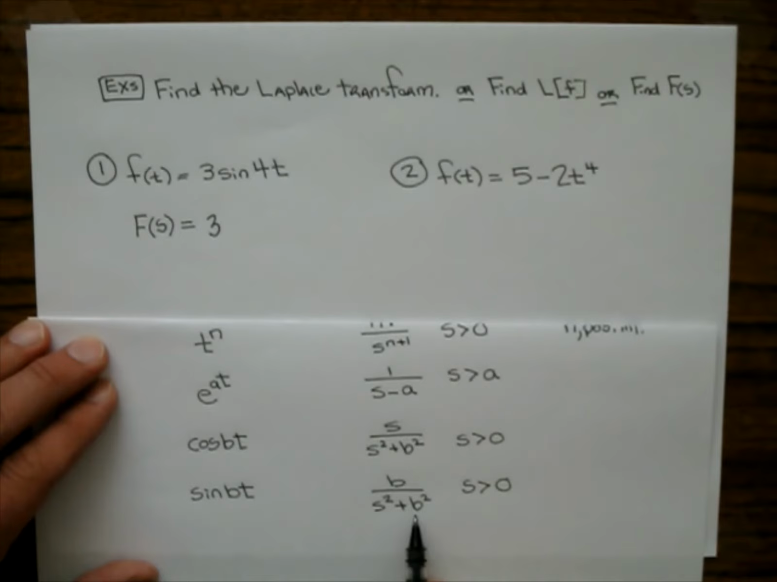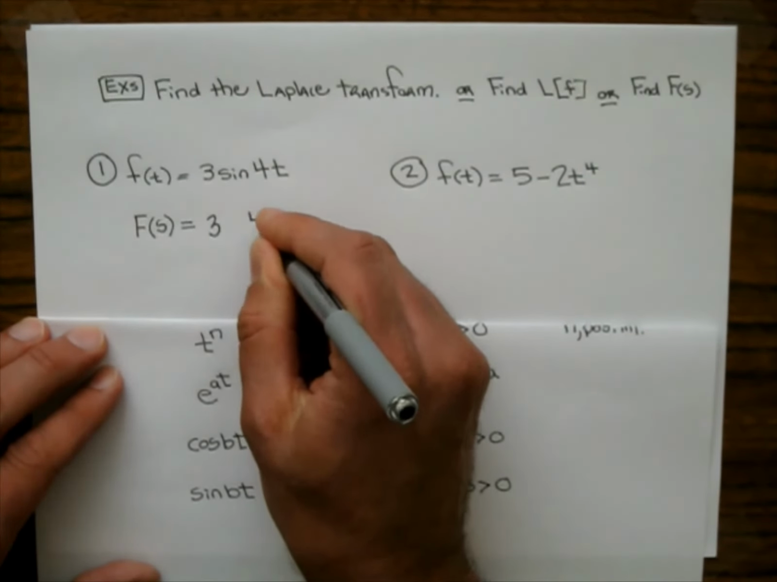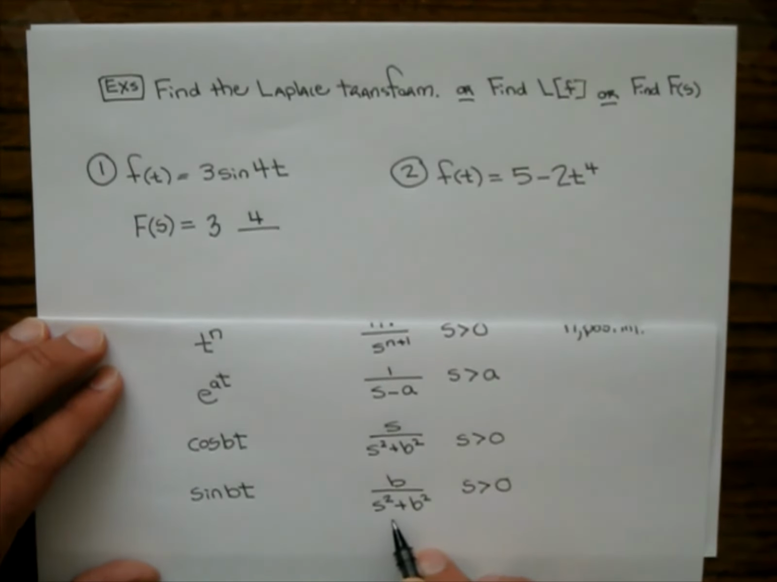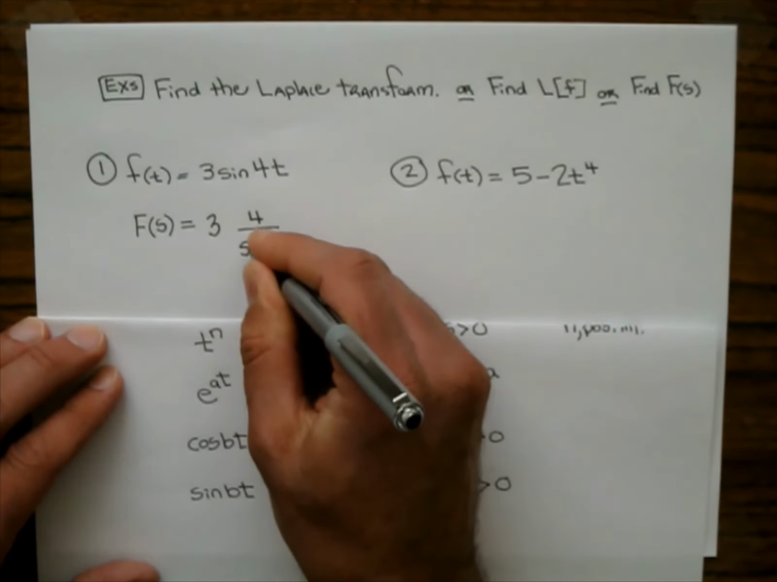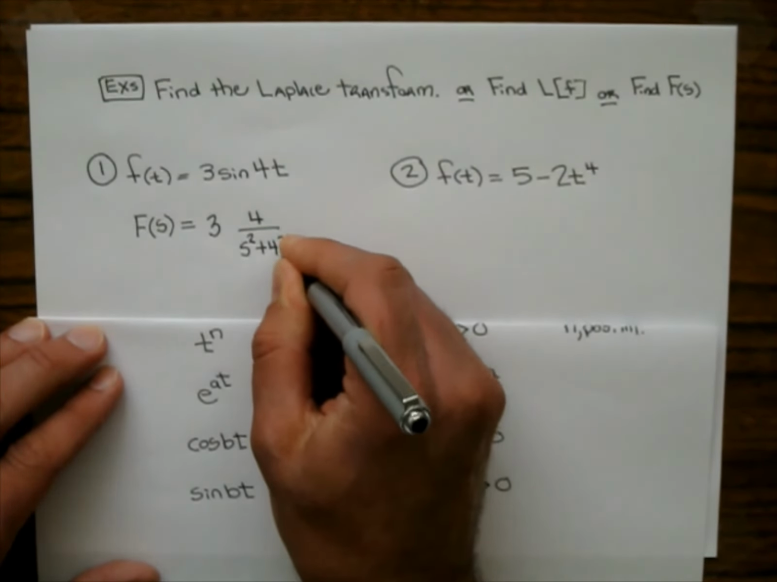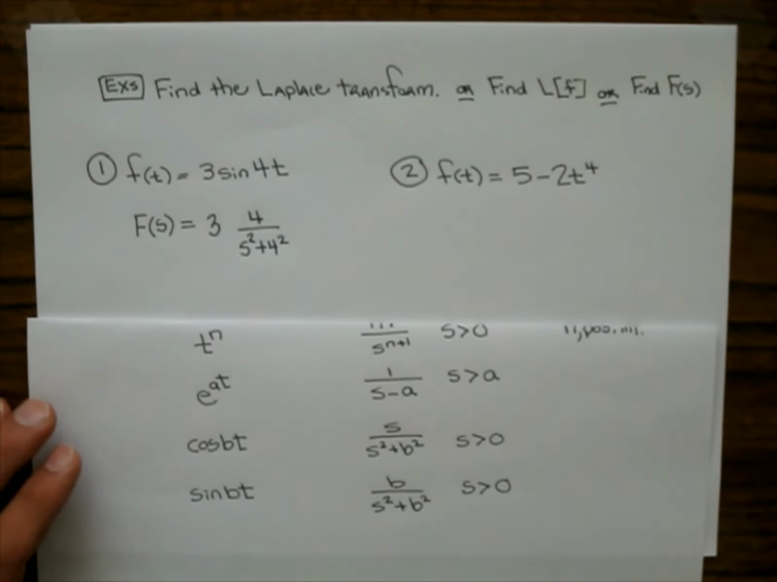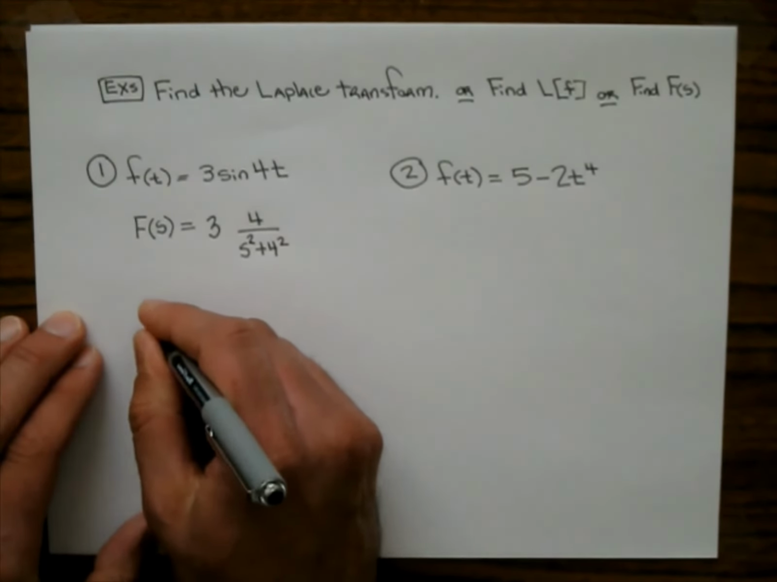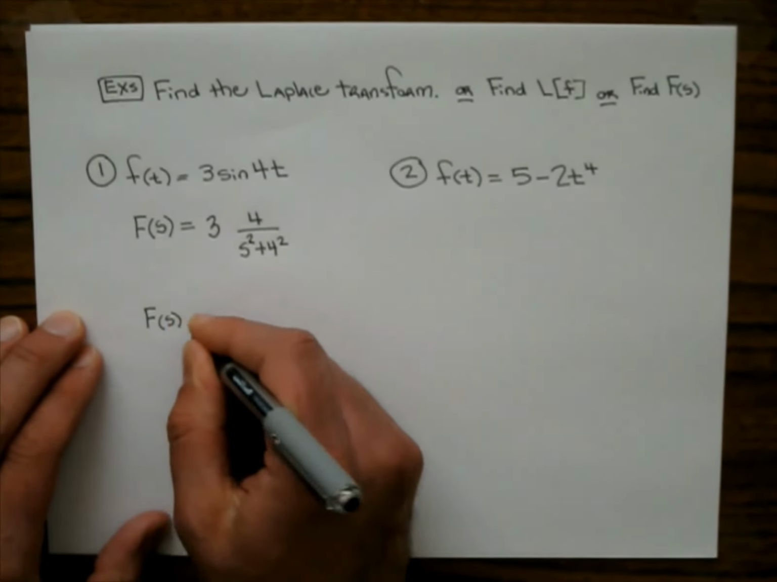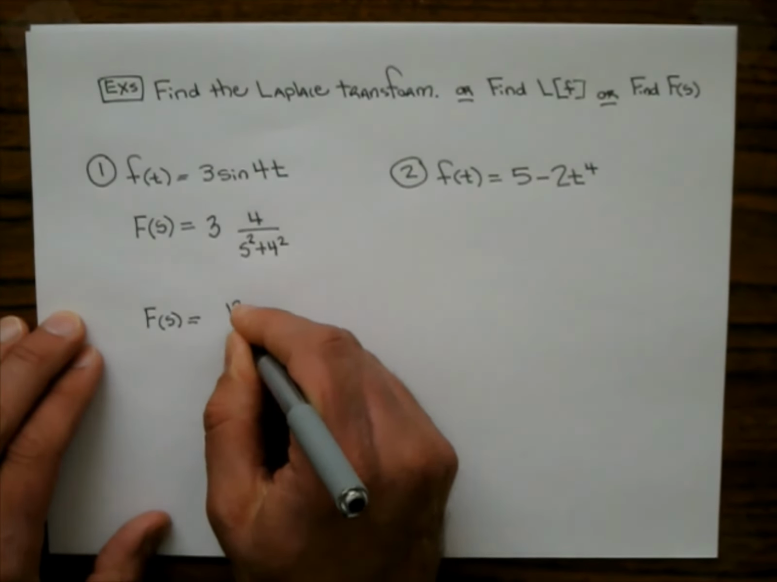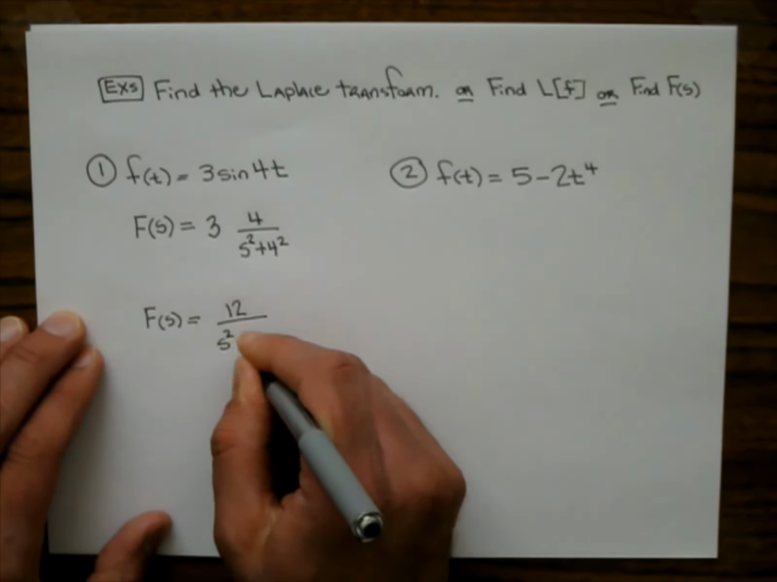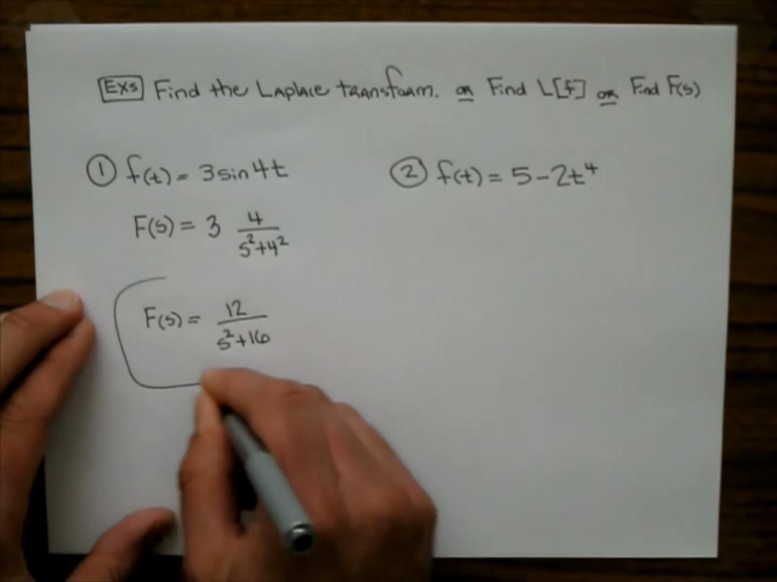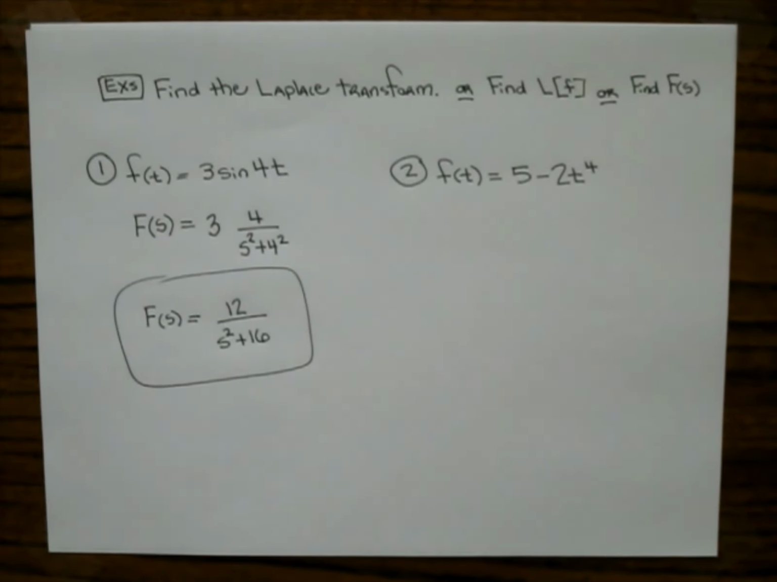Well, I just replace those b's with 4's. So I have 4 on the top, and then s squared plus 4 squared. Now I want to clean that up a little. I'm pretty much done with this problem. The Laplace transform happens to be 12 on the top and s squared plus 16 on the bottom. And so that gives us what we are looking for. Let's go ahead and do problem number 2.